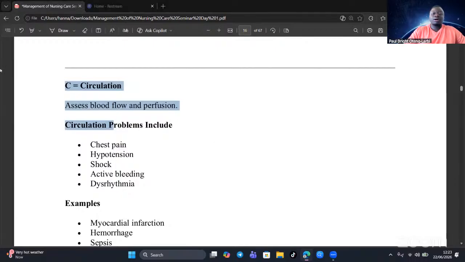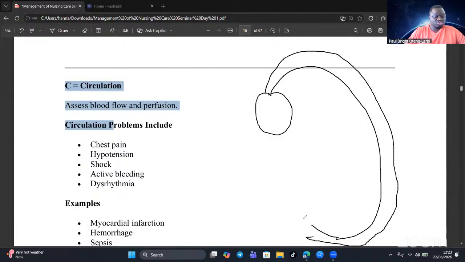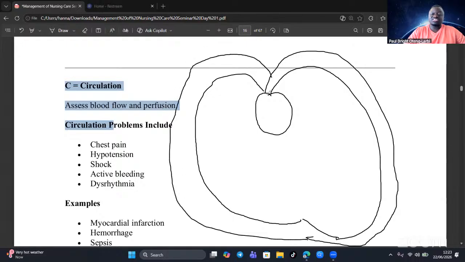Circulation is all about what? The heart and the blood vessels. So the arteries will take it away wherever it is taken to. Then the veins will bring it back. This is all about circulation. If something happens to the heart, circulation is in trouble. If it happens to the blood vessels, or the blood inside becomes so thick that it cannot move and starts clotting, circulation is in trouble.